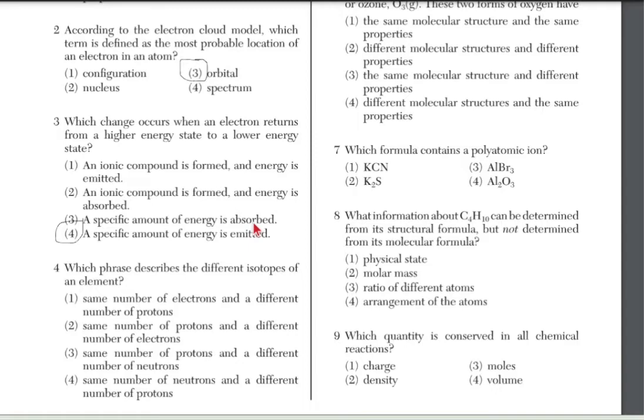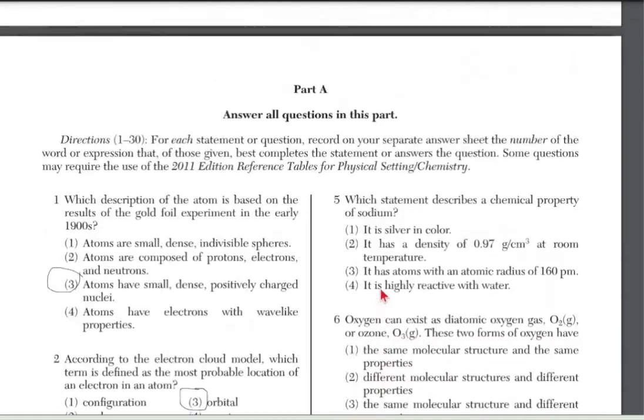Which phrase describes the different isotopes of an element? The answer is 3, and this is just about remembering the definition of an isotope, that it's the same number of protons and a different number of neutrons.